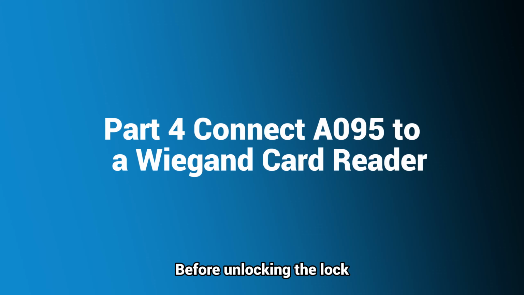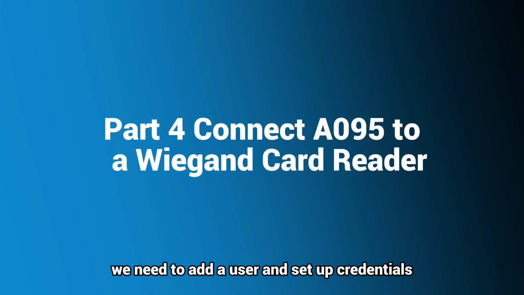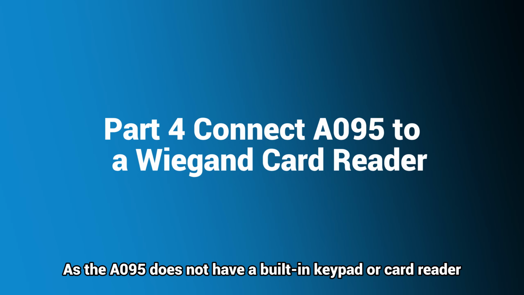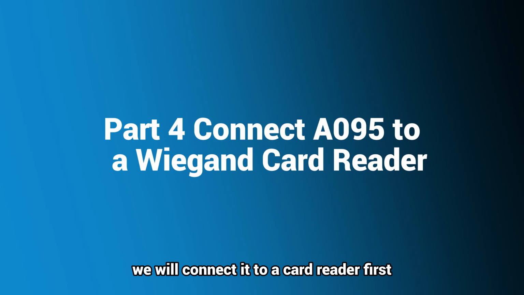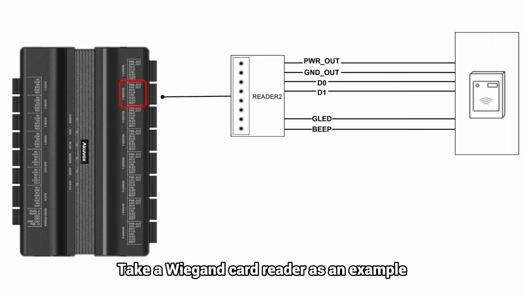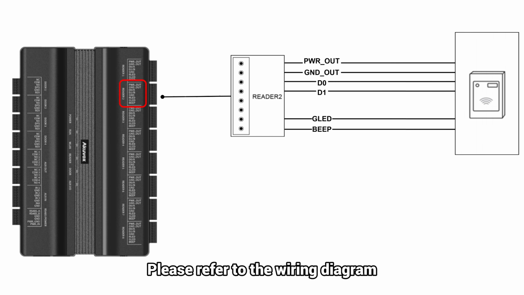Before unlocking the lock, we need to add a user and set up credentials. As the A095 does not have a built-in keypad or card reader, we will connect it to a card reader first. Take a WEGAN card reader as an example. Please refer to the wiring diagram.